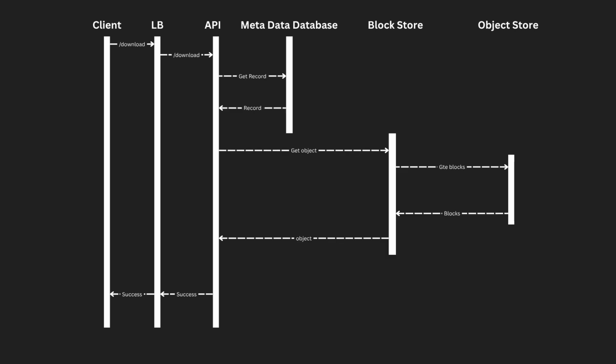To download a file, the client will make a request to download. The request will go through the load balancer and passed to a FastAPI instance. The API will query the database for that file's information, at which point it will find out the relevant blocks that make up the file. It will then query EBS for all the blocks and send them back to the client.